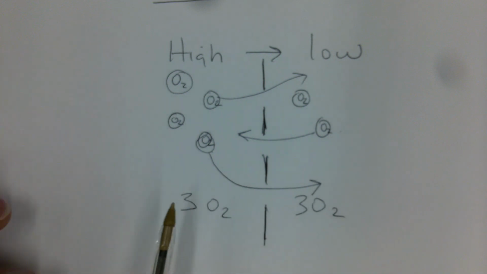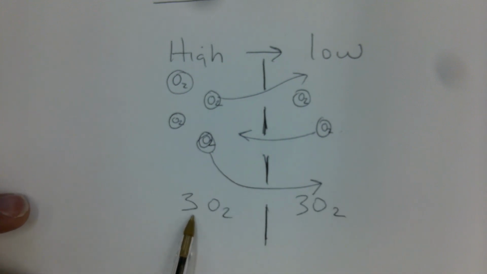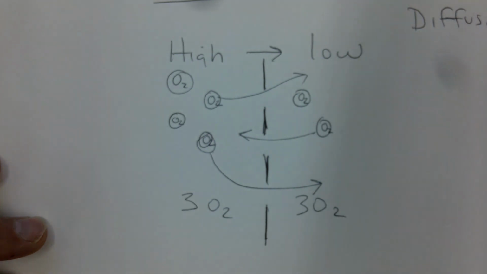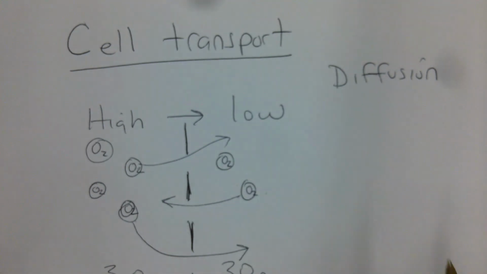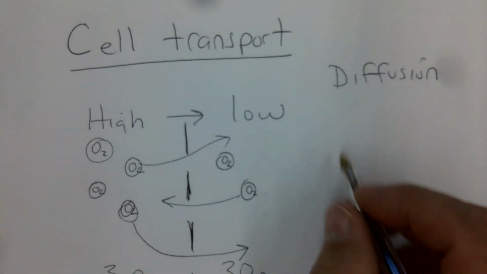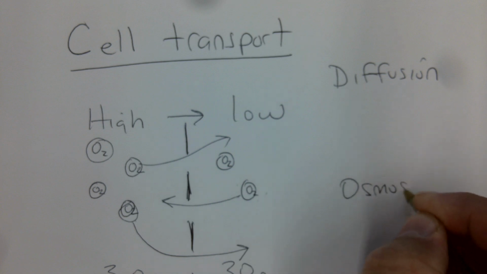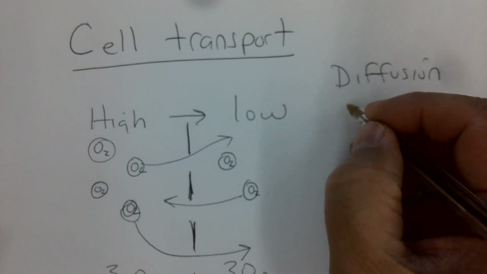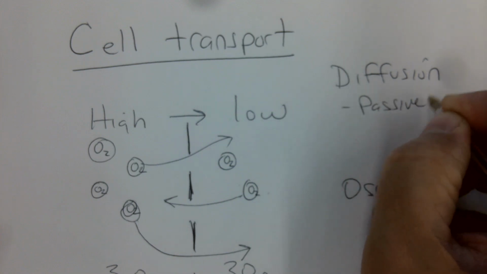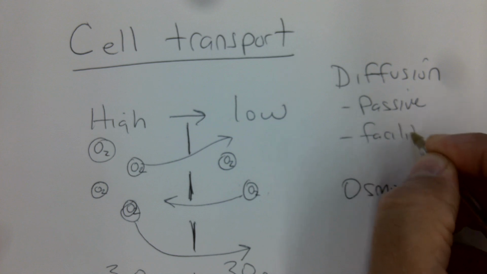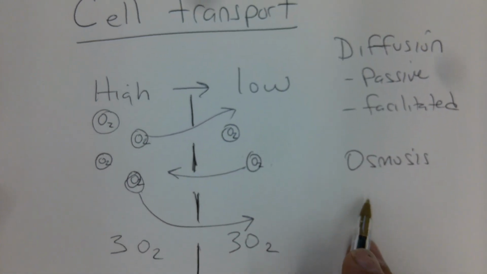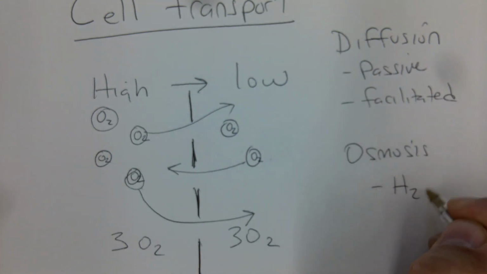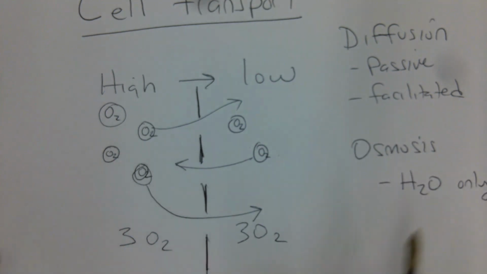We have 2 different types that we usually talk about. One is diffusion. I'll bring this down in just a minute. Okay, diffusion, and there's 2 types of that. And another one is osmosis. With diffusion, there's passive transport, and then there's facilitated. And with osmosis, this is really a type of diffusion, and this is water only, H2O only. That's what it's talking about. I'll talk about that in just a minute.